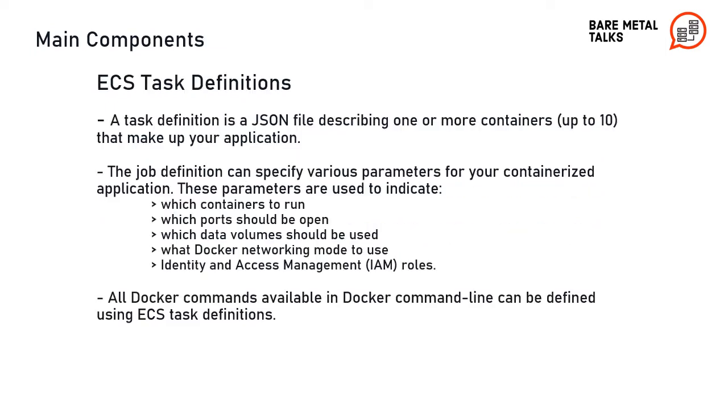ECS task definitions. To prepare your application to run on Amazon ECS, you need to create a task definition. A task definition is a text file that describes one or more containers that make up your application. The task definition can specify various parameters for your containerized application. For example, you can use these parameters to indicate which containers to run, which ports should be open, which data volumes should be used, what Docker networking mode to use, and identity and access management roles. Almost everything you can run in a command line Docker command can be defined using ECS task definitions.